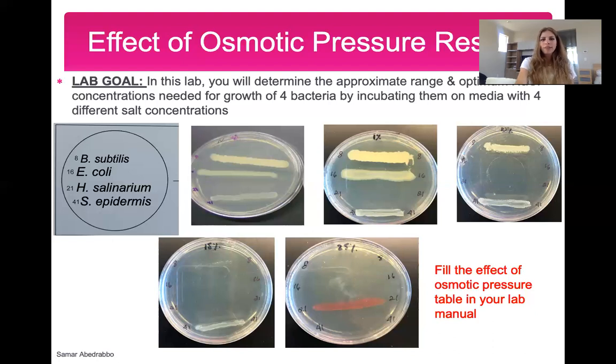Thus, I would classify Halobacterium salinarium as an obligate halophile or an extreme halophile, meaning that this bacteria absolutely needs high salt concentrations to grow. It doesn't grow on any of the other plates.